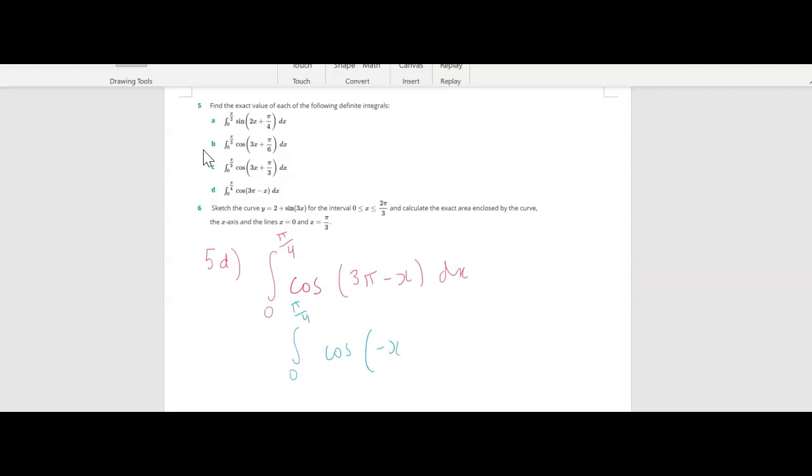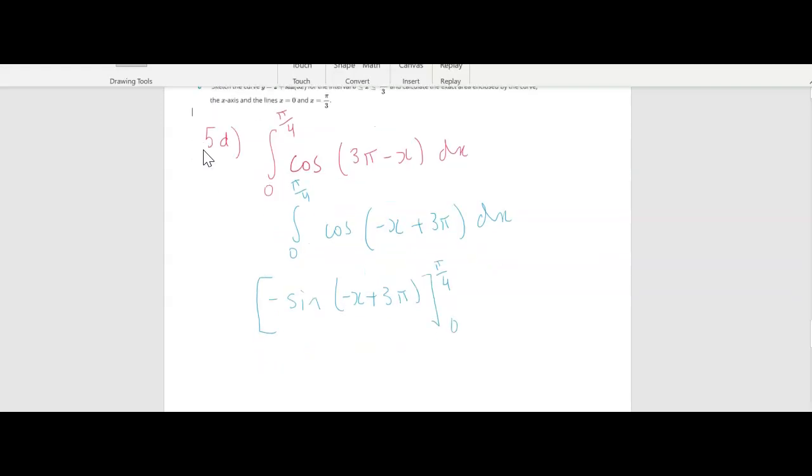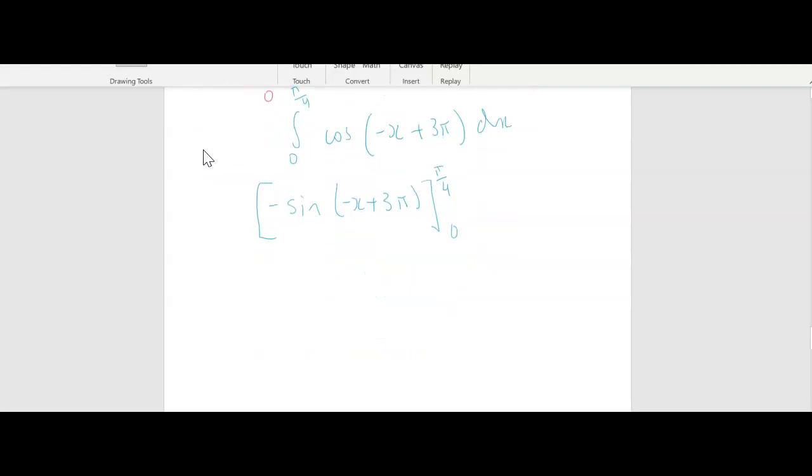All right, negative x plus 3 pi dx. So our coefficient of x is negative 1. Okay, so just be careful of that. So we're going to have 1 over negative 1, so negative 1. So we're going to have negative sine of negative x plus 3 pi, and we're going from 0 to pi on 4.